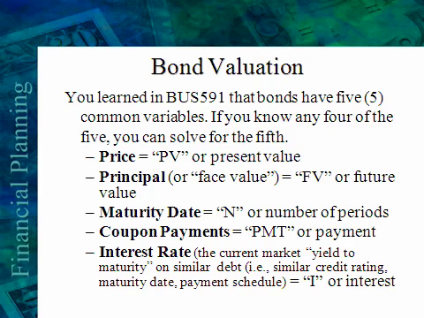You learned in Business 591 that bonds have 5 common variables. If you know any 4 of the 5, you can solve for the 5th. Those 5 variables, again, are price, which equals the PV or present value; the principal or the face value or the par value of the bond, which equals the FV or future value; the maturity date, which is the N or the number of periods; the coupon payments, which equals the PMT; and the interest rate, which might be referred to as the current market yield to maturity on similar debt, the interest rate, the discount rate.